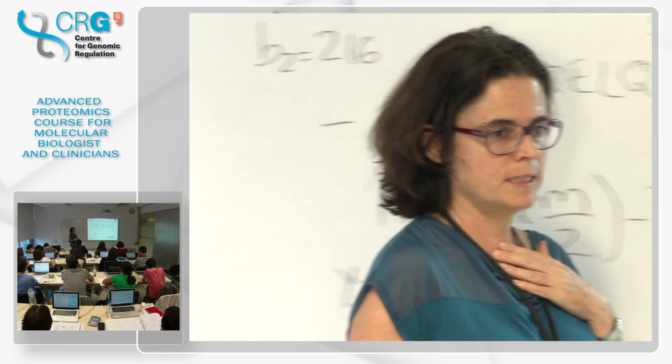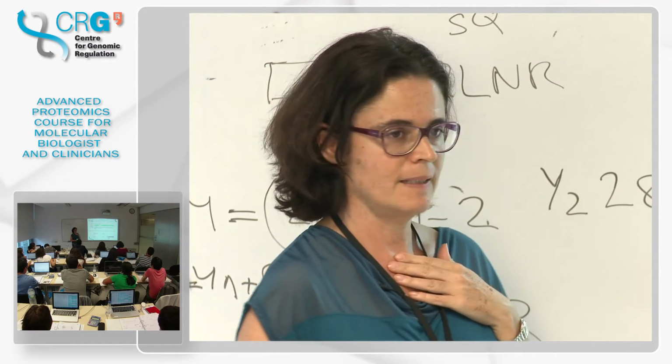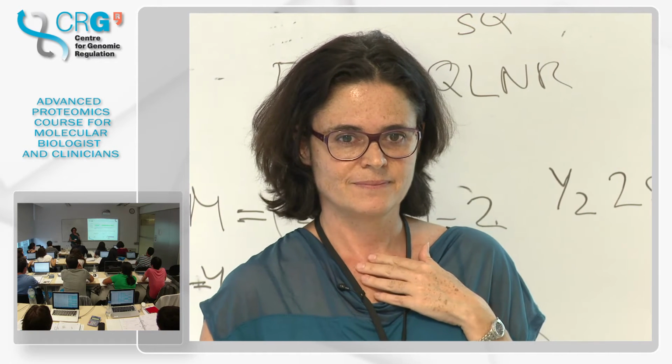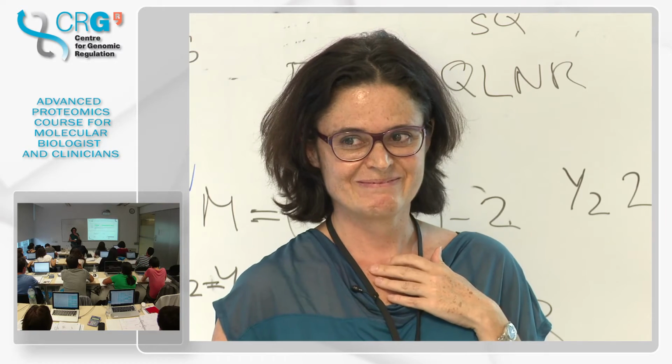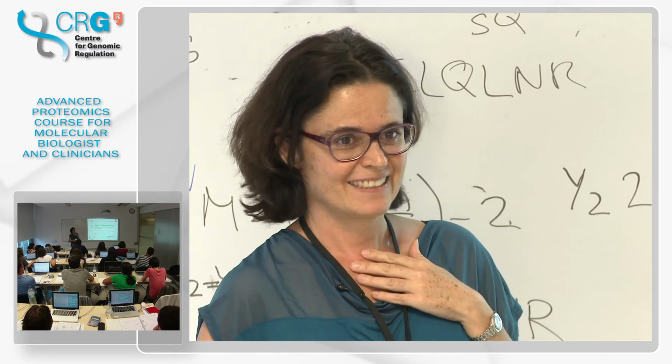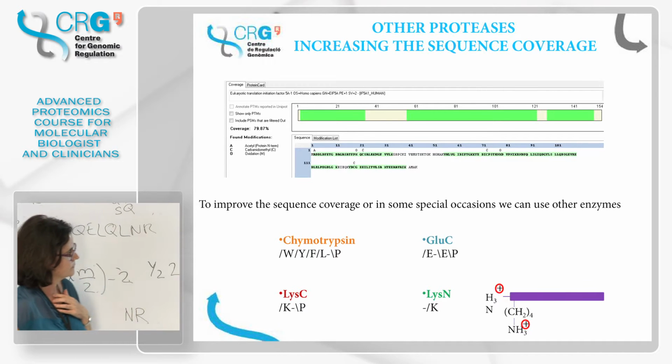Can somebody tell me which type of ions we are going to see in a Lys-N peptide? The charge is going to be always in the N-terminal part, no? Because if we break in whatever position, the charge will always be here. So we are going to see only b ions. Okay?